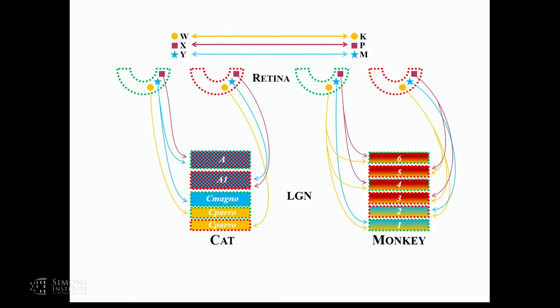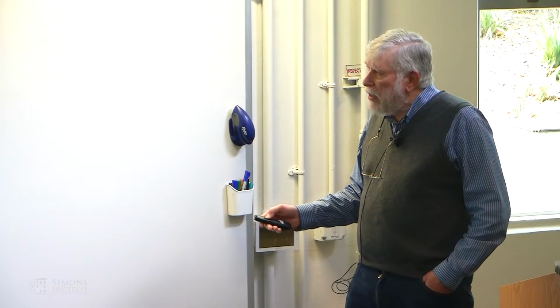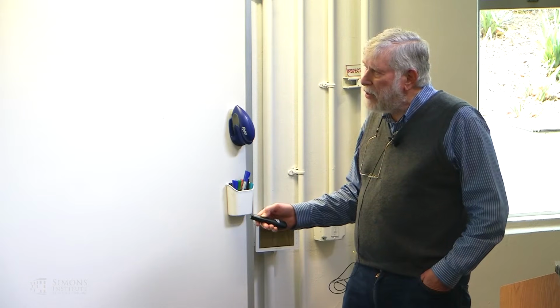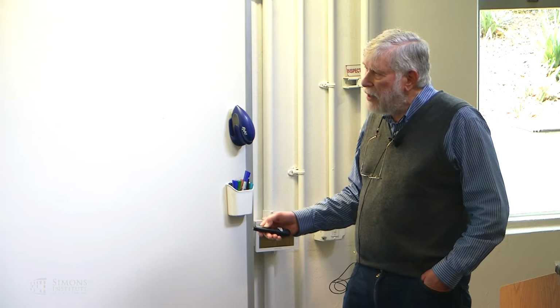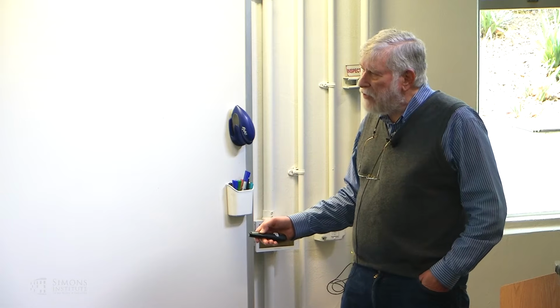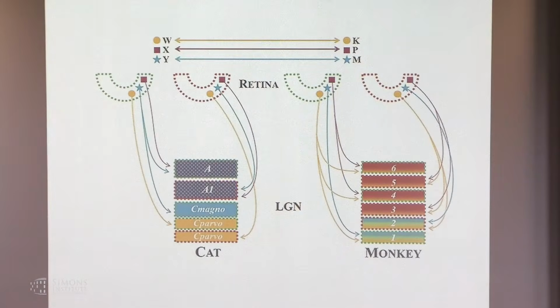If we look at the monkey, we see a similar lamination pattern with some details that are different. The parvocellular cells innervate the dorsal layers 3 through 6, and the magnocellular cells innervate the ventral layers 1 and 2. And the conio cells, the equivalent of the W cells, terminate at the bottom of each of these layers. And that's where the conio cells are found.